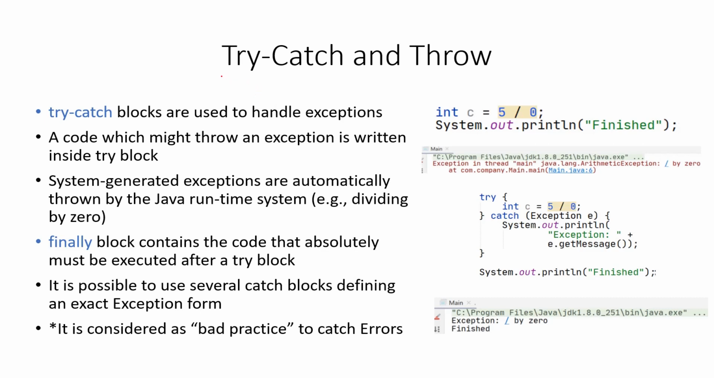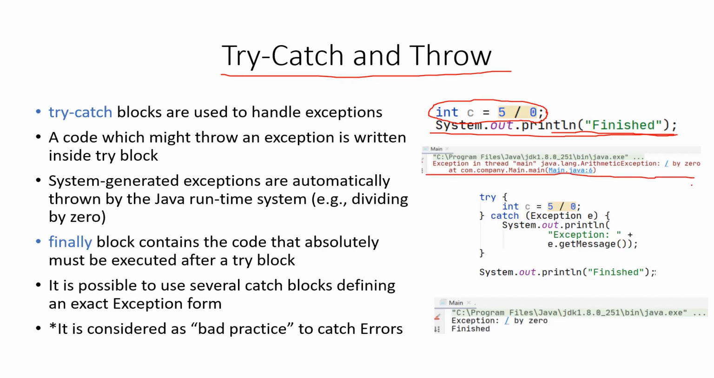If to be more precise, it's try, catch, and throw. Initially, let's say integer c is 5 divided by 0, and then we print finished. But of course, here we have an error. We cannot divide by 0, and that's why we wouldn't be able to print the message finished. And here we got this kind of error in our console.